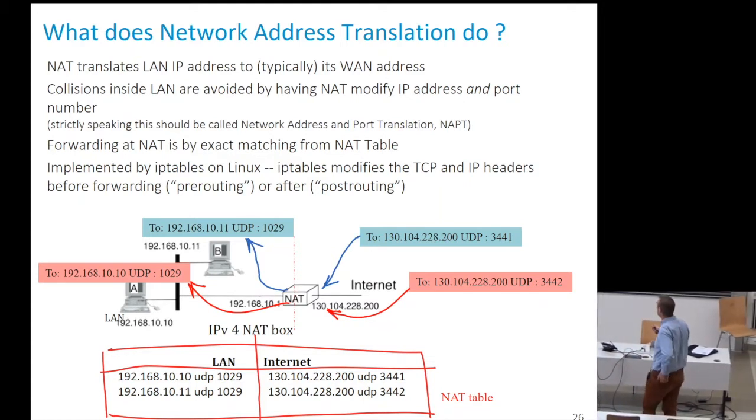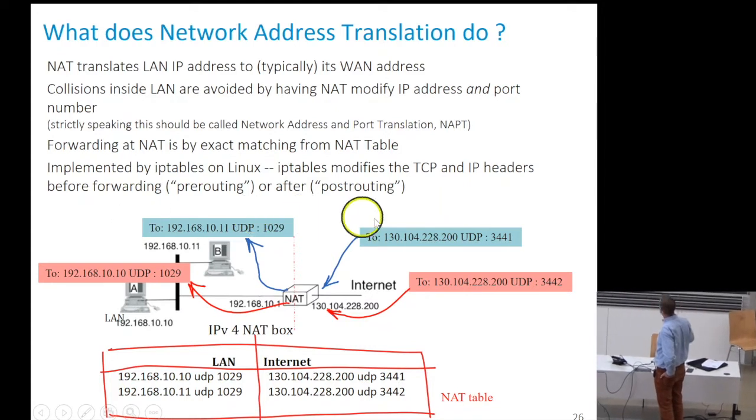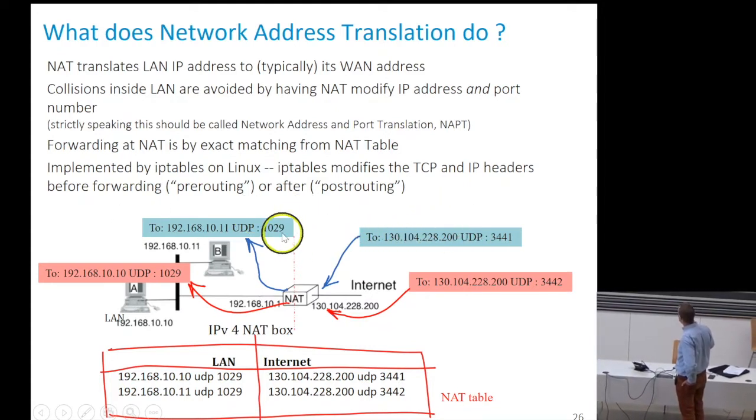So here, when this machine speaks with this guy here, it uses this port number, 1029. And I'm showing an example where this is also using the same port number.